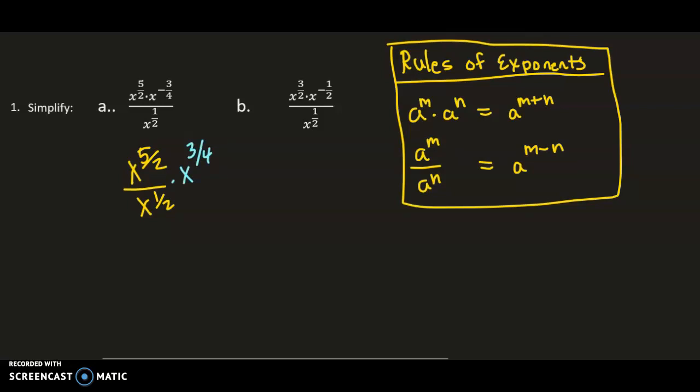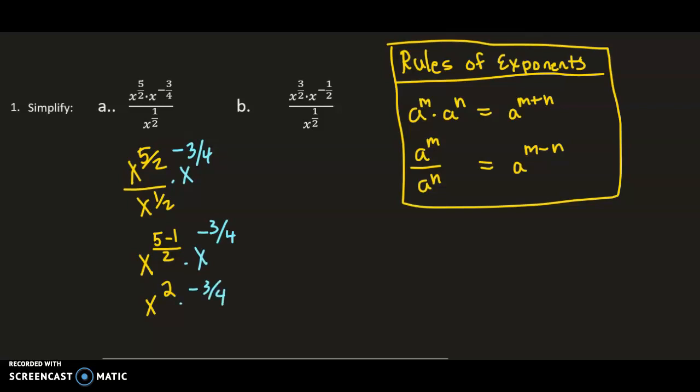So what's written in yellow I have to subtract, so that's x raised to the 5 minus 1 over 2, because you have a common denominator, times x to the negative 3/4. And so that's x raised to the 4/2, which is x squared, times x to the negative 3/4.